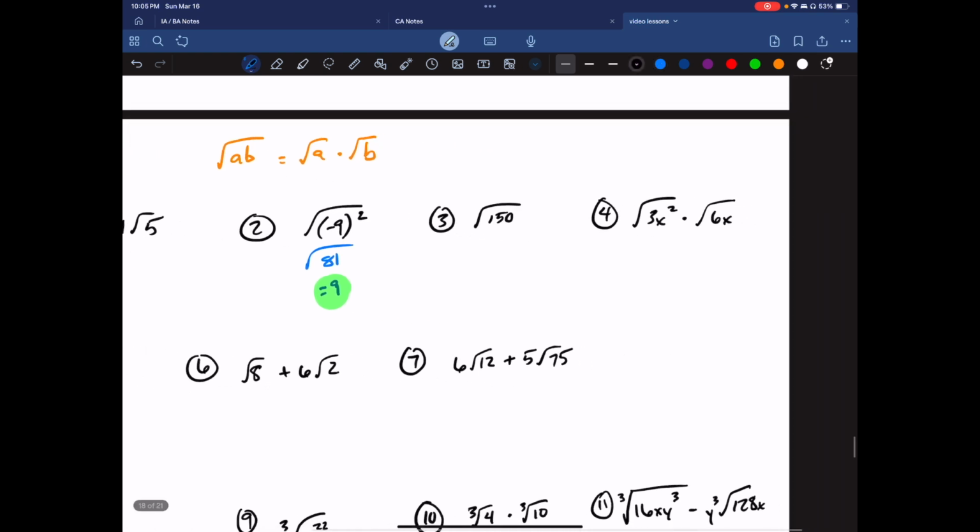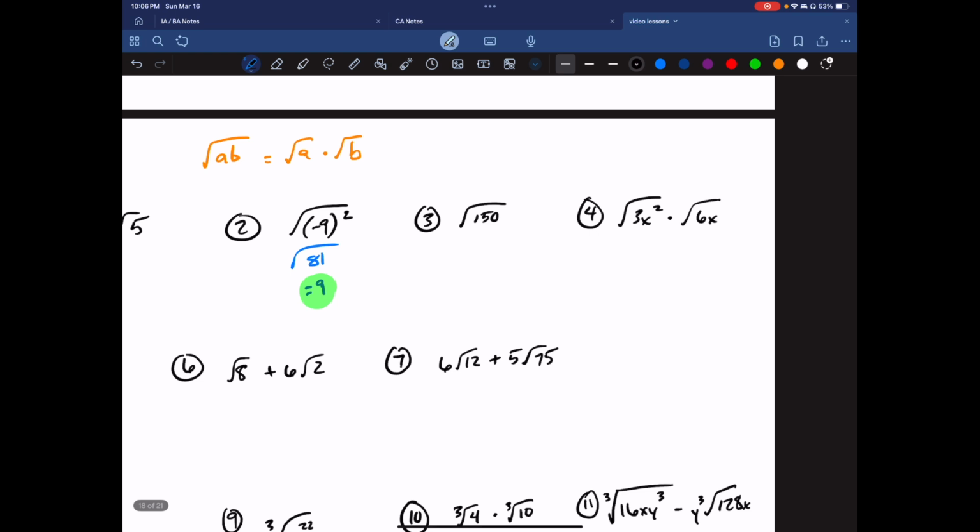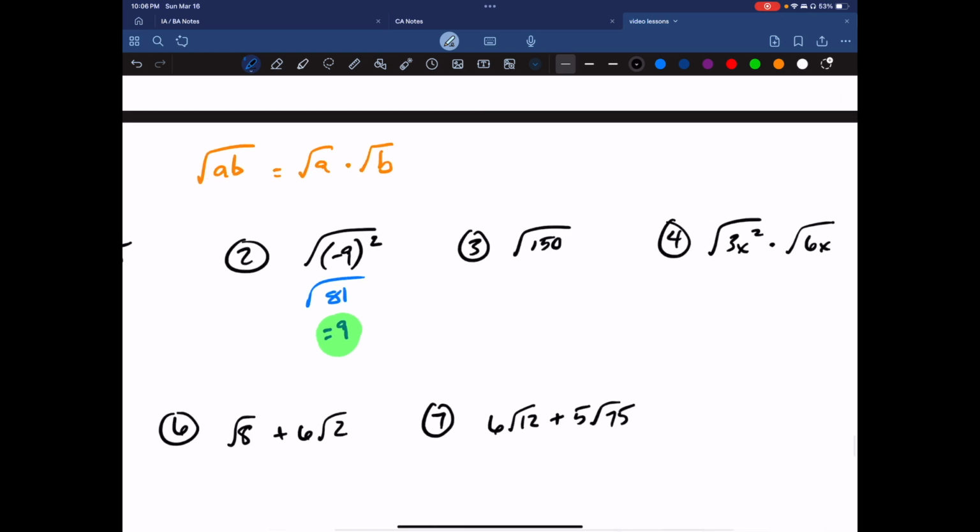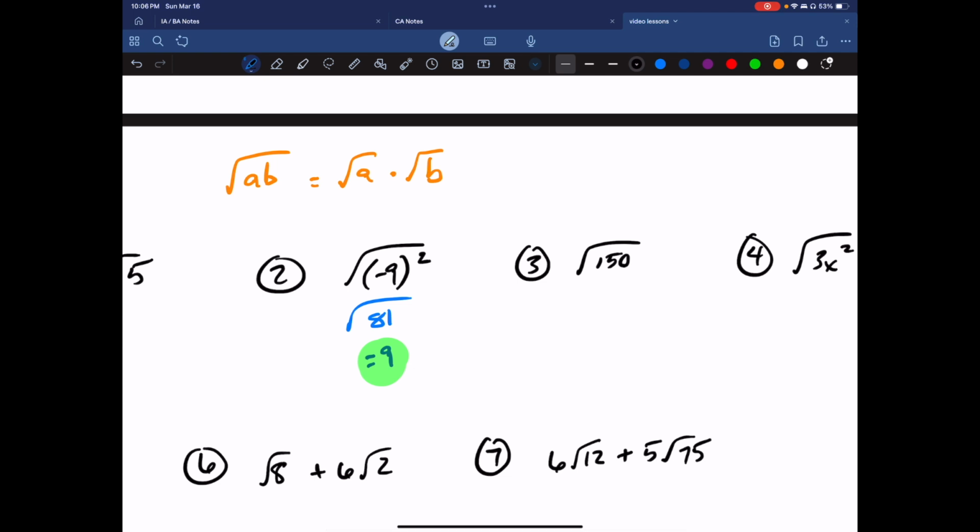So now on 3, we have the square root of 150. Maybe you don't know that 144 is 12 squared and 169 is 13 squared, and 150 falls in between those two. So it's going to be 12 point something. But we're not interested in the decimal. We're interested in simplifying this. How do you do that with a radical? We're going to use the property that the square root of AB is equal to the square root of A times the square root of B. We're going to use that to simplify this a little bit.